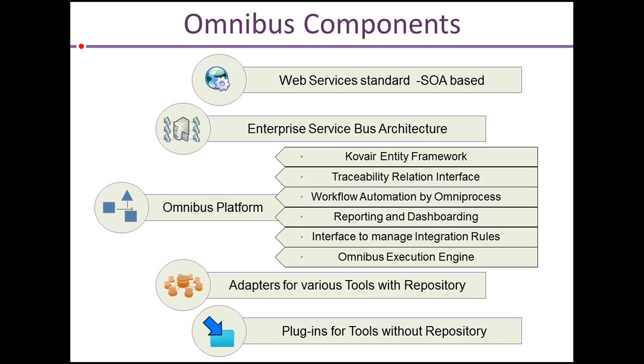And finally, of course, the platform includes the Omnibus execution engine. Now, in addition to the Omnibus platform, you will also need the adapters for those tools which you want to integrate. Kovair actually includes two kinds of adapters. One is for those tools which have their own repository, for example, Requisite Pro or ClearQuest or TFS. And then it also has plugins for those tools which do not have their own repository, for example, Eclipse or Visual Studio. So sitting within Eclipse, you can actually access the repository of Kovair using web services.